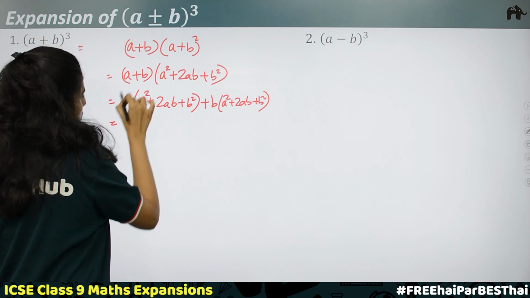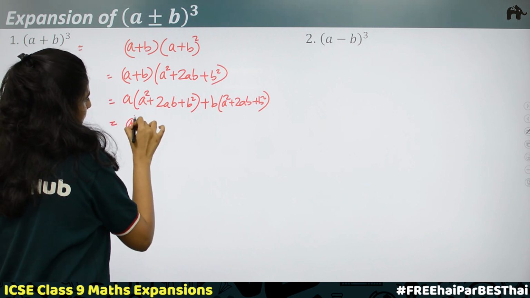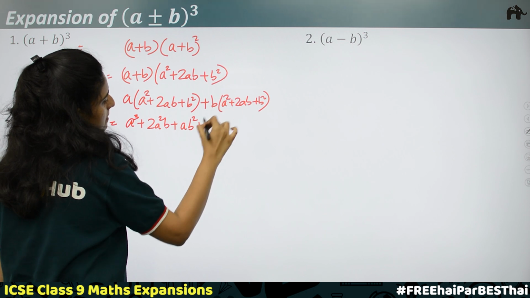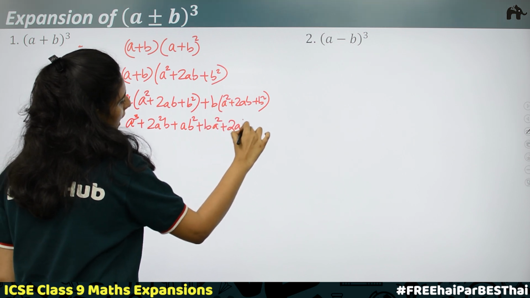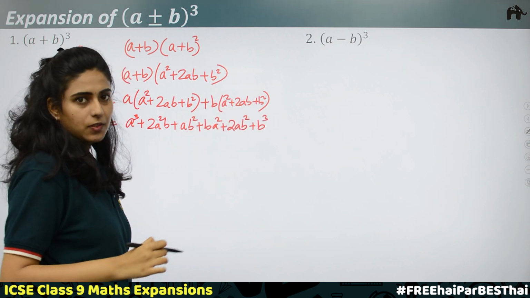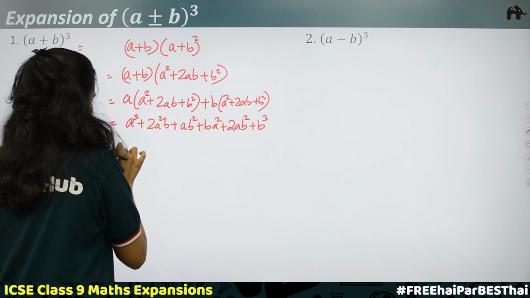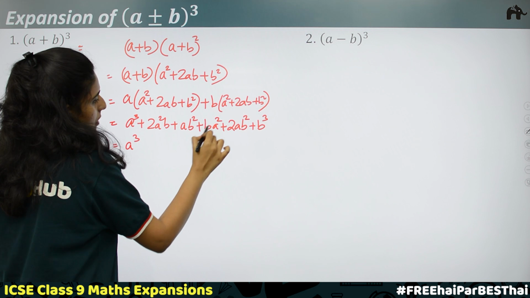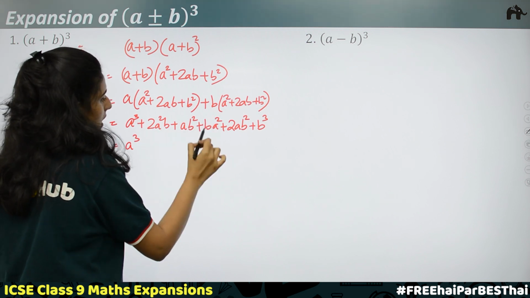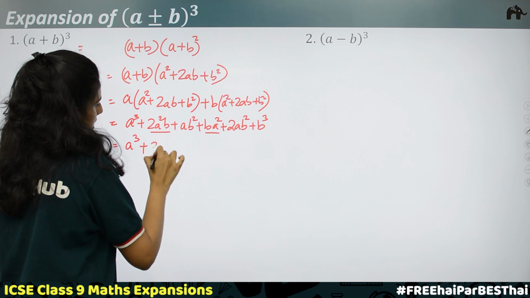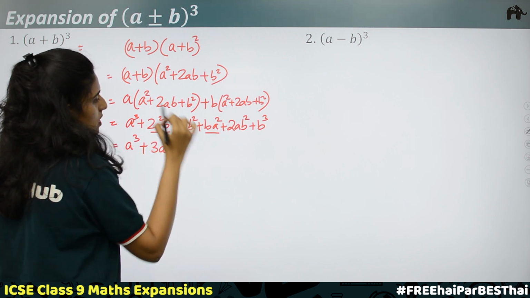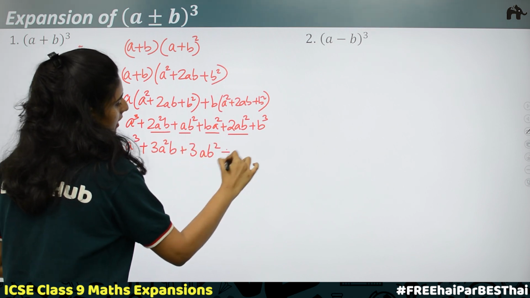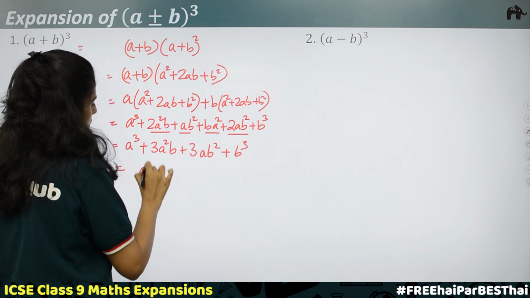which is equal to multiplying this a with all the terms, a cube plus 2a square b plus ab square plus ba square plus 2ab square plus b cube. Taking similar terms together, here we have a cube, 2a square b and b a square. b a square and a square b are the same. So, 2a square b and b a square taken together, we get 3a square b. ab square and 2ab square, which is 3ab square. Then, b cube. So, this is equal to a cube plus.